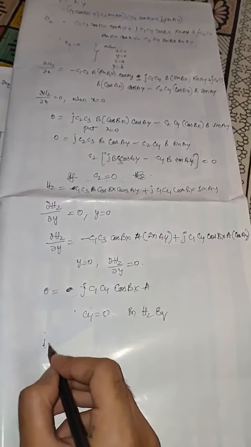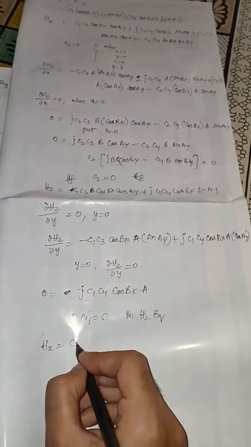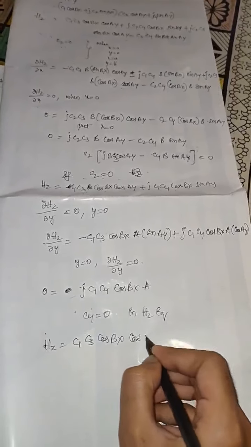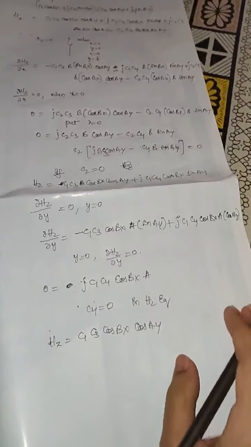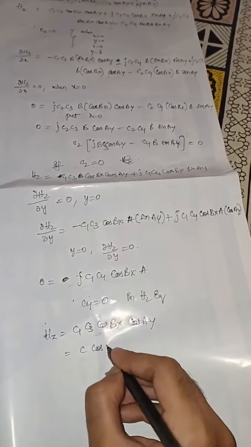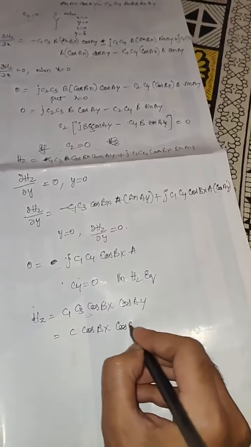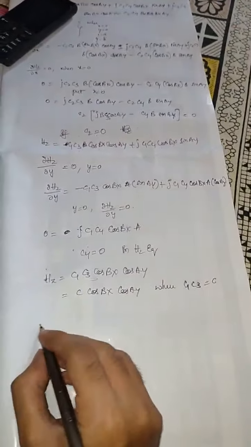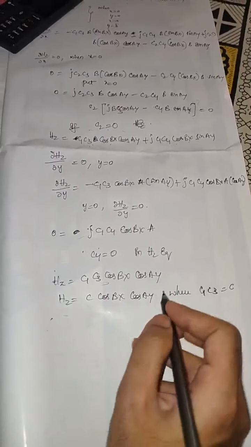Okay, so Hz is equal to C1 C3 cos(bx) cos(ay). So this is the actual equation of Hz. Now C1 C3 can be written as C, so Hz equals C cos(bx) cos(ay), where C1 C3 is equal to C. So this is the equation for Hz.